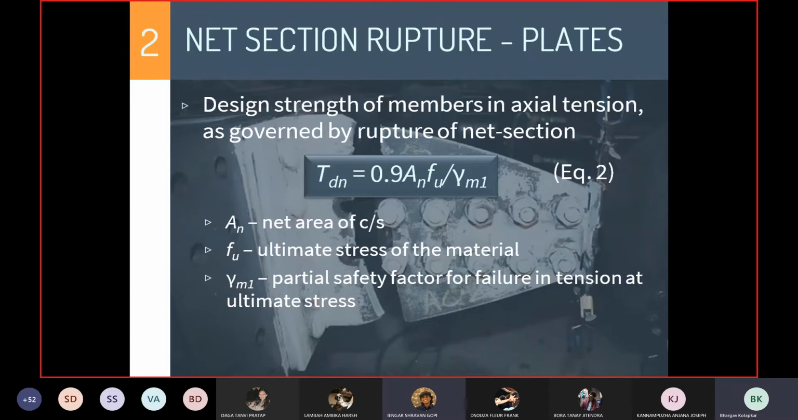So when we look at the net section rupture, we always look at the weakest section, right, in terms of area? Yes, perfect. Like if I have multiple bolts, then I'll look at the place that's been punctured the most. Yes, you are going in the right direction.